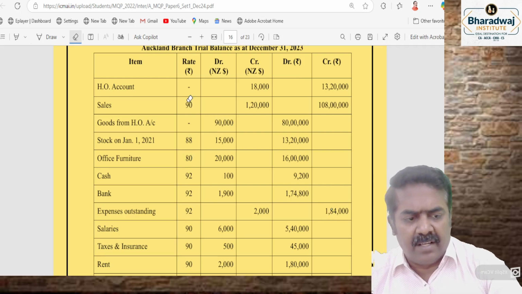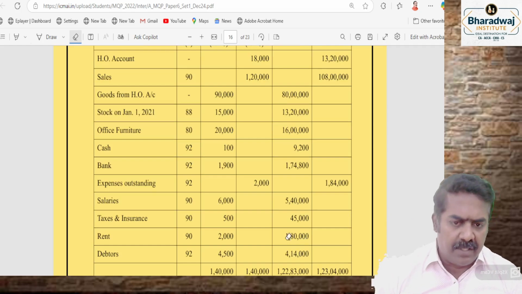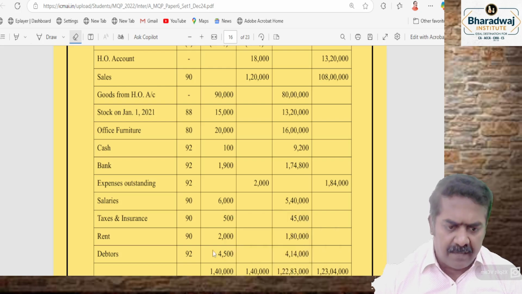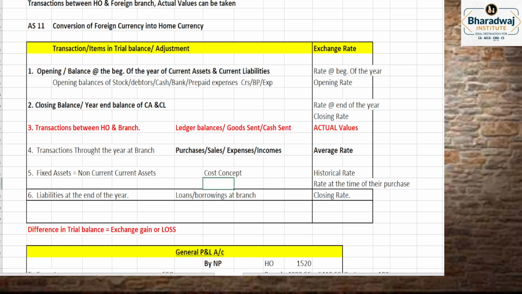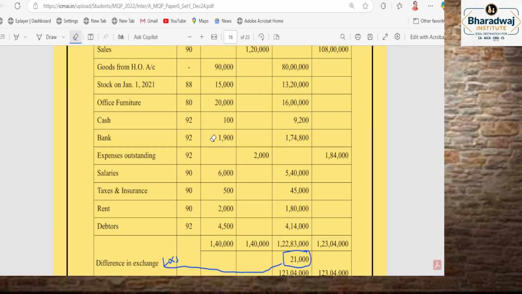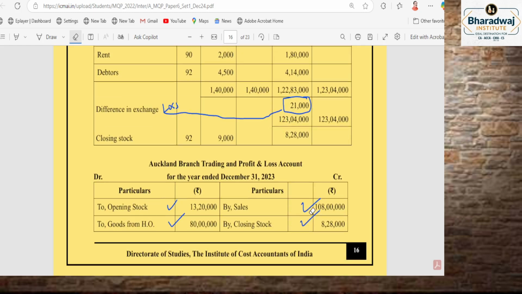Head office account, they have taken which value? Actual value. Sales, they convert using which rate? Average rate. Sales, they converted using average rate. Then, what else? Goods from head office, actual values are taken. Opening stock, opening rate. Office furniture, historical rate, 80 rupees. Cash, bank, expenses outstanding, all at the closing rate. Expenses, average rate they have taken. Debtors, closing rate they have taken. Difference in exchange is a loss, that will be recognized in the P&L account.